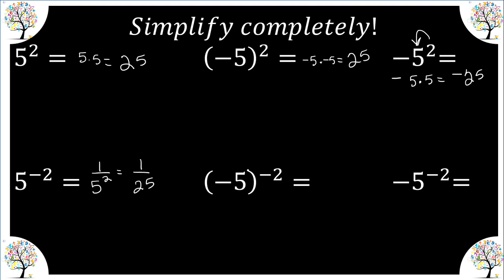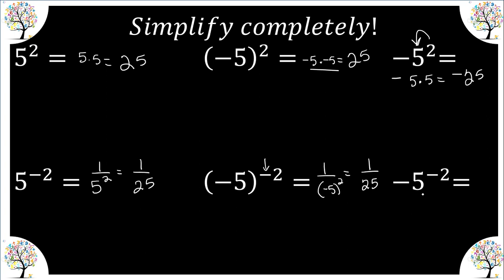In this example, the exponent is attached to the negative 5, and so my base is negative 5, but first we have to simplify the negative exponent by moving it to the denominator, and we have 1 over, and we just saw that negative 5 times negative 5 is positive 25. So I have 1 over 25.